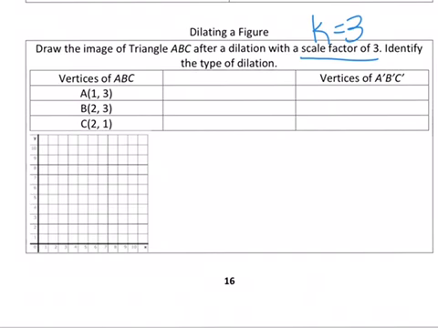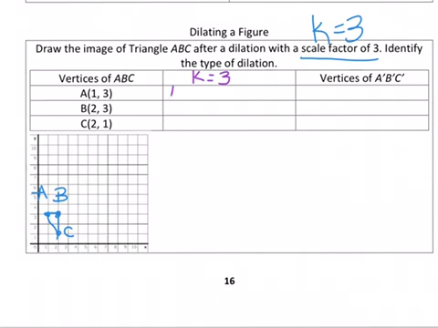So for A, you go over 1, up 3, and you label your point. For B, over 2, up 3. And then for C, we go over 2, up 1. Then we connect the dots. All right, now what we're going to do next is figure out how to use this dilation. If you have a scale factor, whatever number it is, and in this case it's 3, you are going to multiply all of your coordinates by that number.